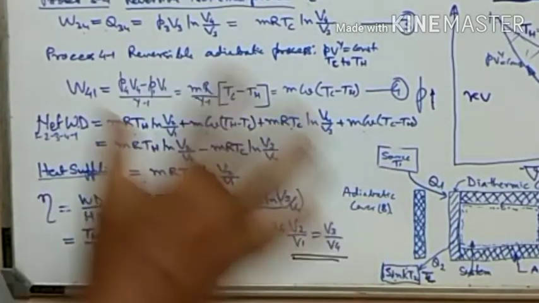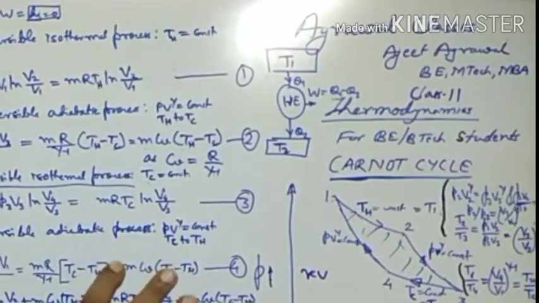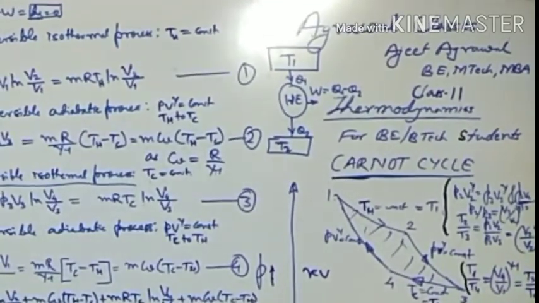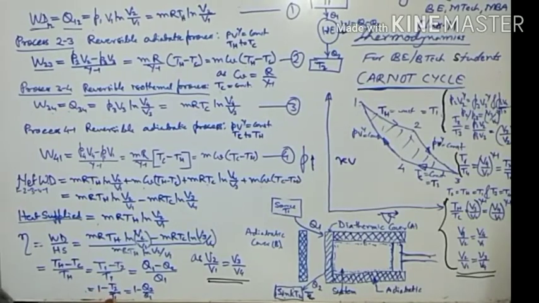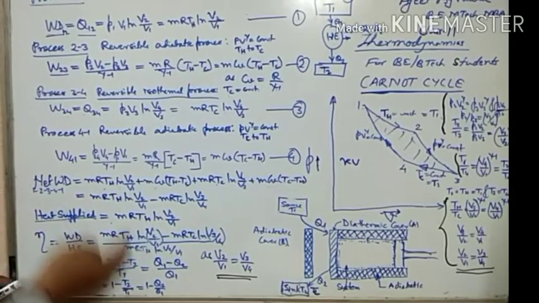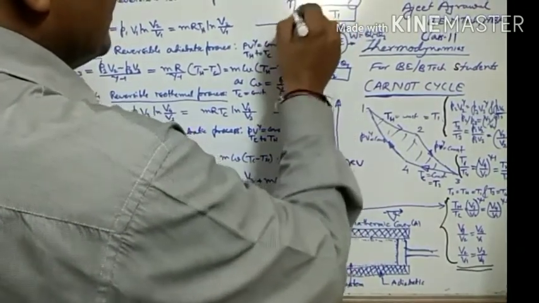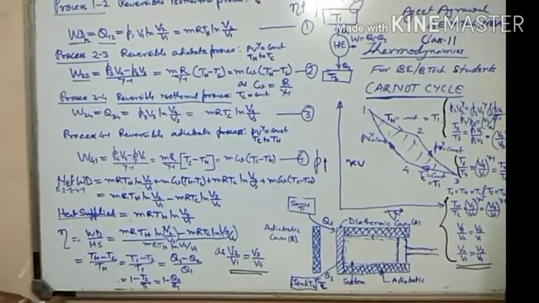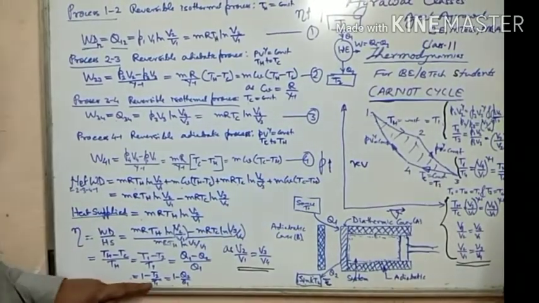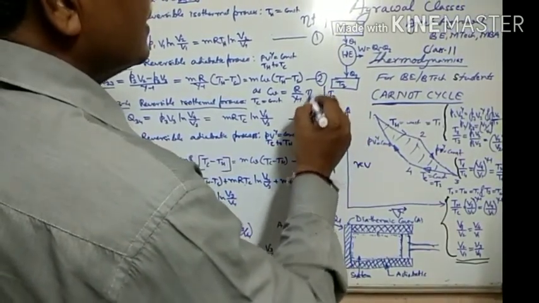The Carnot cycle basically gives you the maximum possible efficiency between these two temperatures. If the temperature T1 increases, what will happen to the efficiency? You can see from this equation, 1 minus T2 upon T1. If T1 is increasing, then T2 by T1 will reduce, that is, the efficiency will increase. So if you increase the source temperature T1, the efficiency increases. If you reduce the temperature T2, again T2 by T1 will reduce. So if you reduce T2, the efficiency increases.